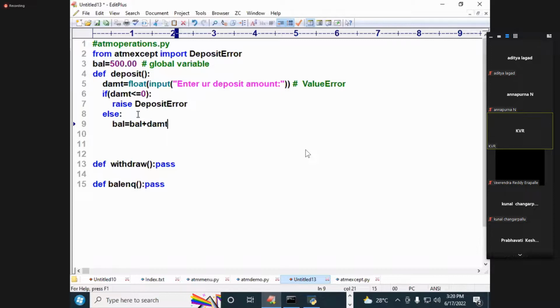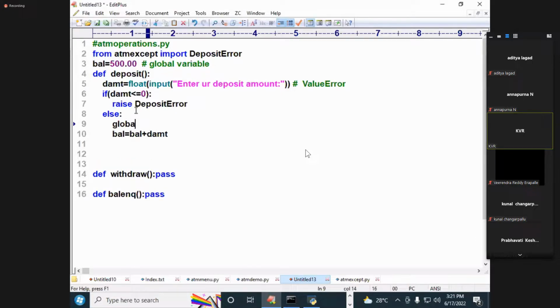Invalid. Why invalid? Yes, the global keyword is required. So I must write global. Already told you, whenever you are modifying the global variable, you need to write the global keyword. These are all very, very important.